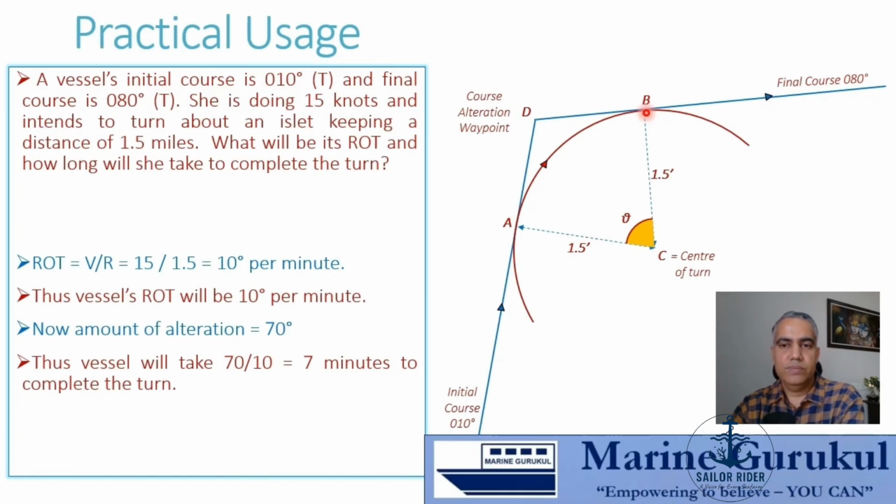So we know what is the rate of turn required. We also know the time in which the ship is going to complete the turn, giving us an understanding of the turn, and we can now easily plan this turn if these parameters are within our control or they are achievable. So we will be proceeding today into further topics.